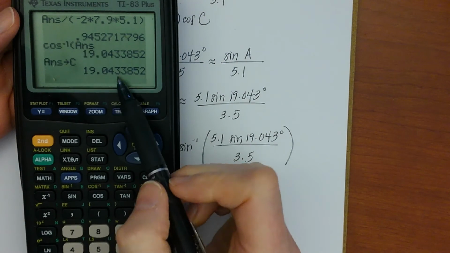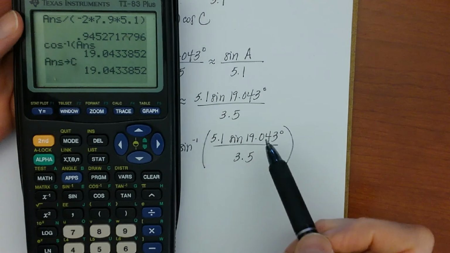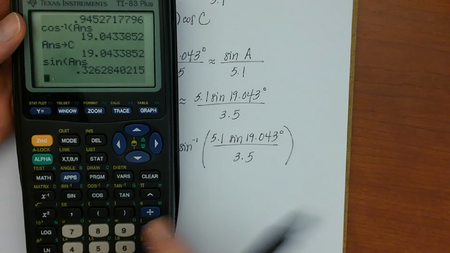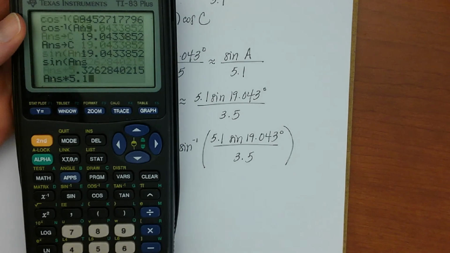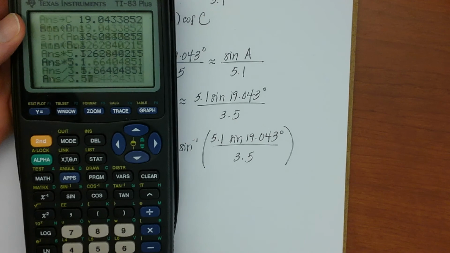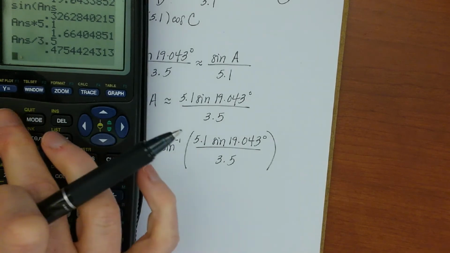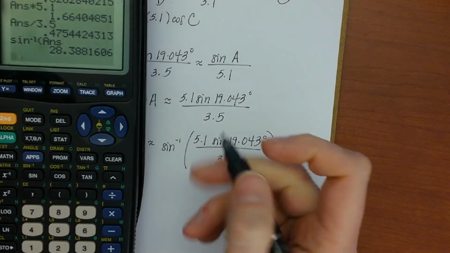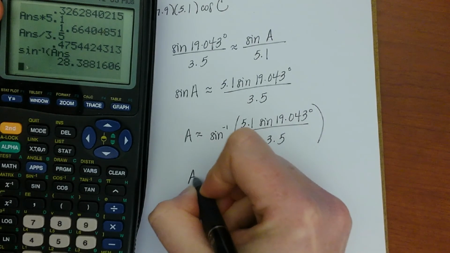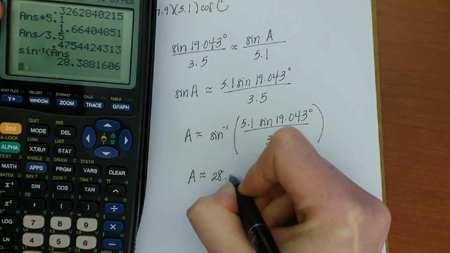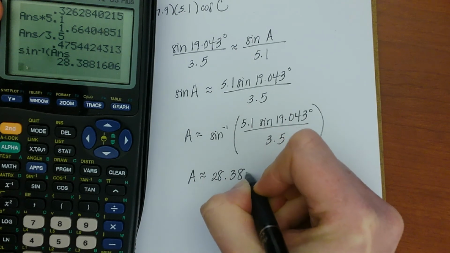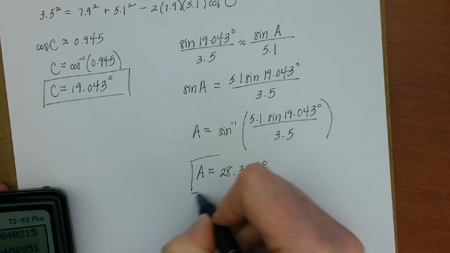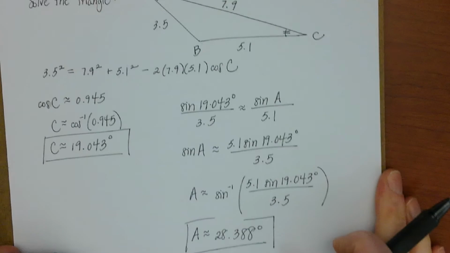All right, here we go. So I still have this 19 something something sitting on my calculator, so I'm just going to take the sine of that, sine of answer, and then multiply that by 5.1, divide it by 3.5, and then take the arcsine of that result. And I got approximately 28.388 degrees. Okay, so I have angle C and angle A, and now I just need angle B.